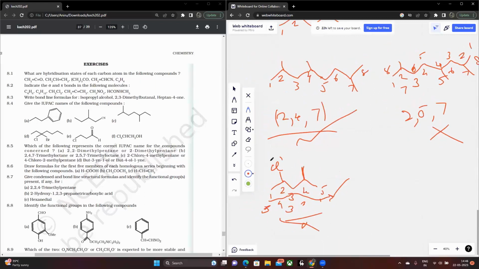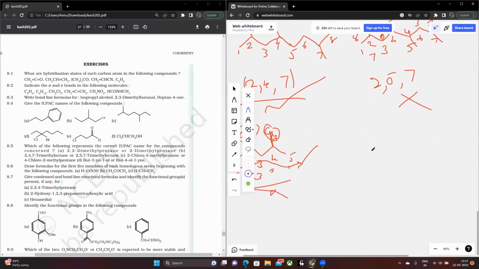Why? It's because chlorine has greater precedence over a methyl group. I'll just write this methyl group because it's up. 2-chloro-4-methylpentane is the correct way. You also go in the alphabetical order of the substituents, so chlorine first, methyl second. That's also something you have to take care of. You can't write 4-methyl-2-chloro. That's wrong.